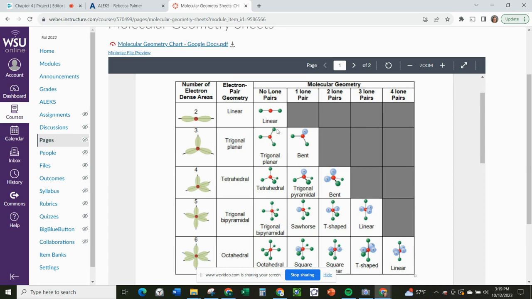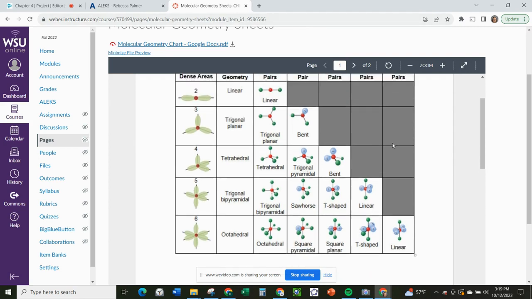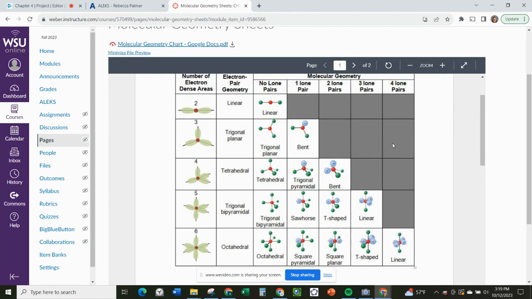If it has three electron domains, but one of them is a lone pair, that's going to be a bent molecule. If it has five electron domains and one of them is a lone pair, then it's going to be a sawhorse molecular geometry. So this is really important, to pay attention to the lone pairs. This is also something that you have to spell the names right. So if you can fit it, this is something that I would put on my note card.